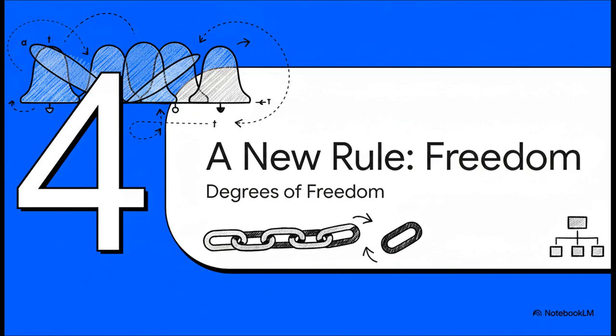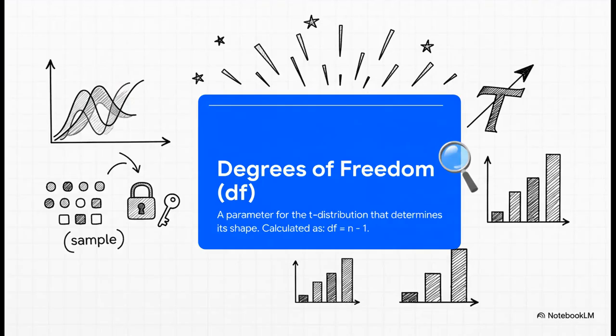Okay, but to use this new t-distribution, there's one more piece to the puzzle we need. It's a brand new concept that actually controls the exact shape of our curve. It's called degrees of freedom. Now I know that sounds super complicated, but the calculation couldn't be easier. It's just your sample size minus 1. That's it. Think of it like this. It's basically asking, hey, how many of my data points are truly free to be whatever they want? Once you know the average, that last data point is kind of locked in. This one little number is the key to the entire t-distribution.